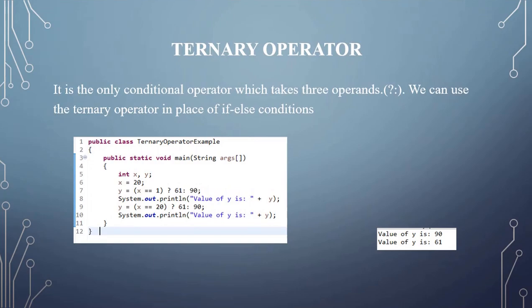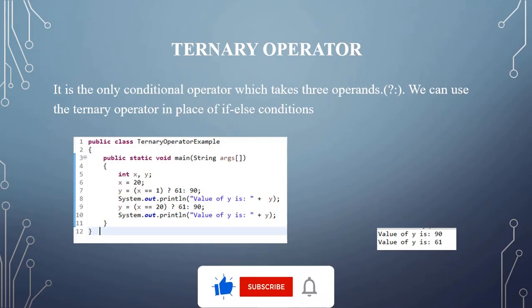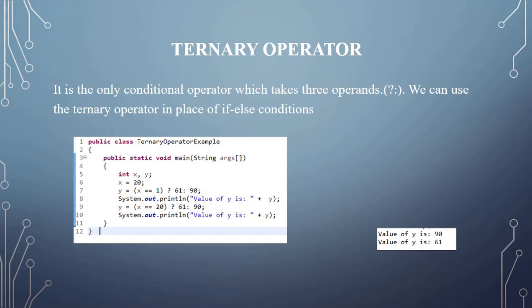We are going to discuss the ternary operator. What is the ternary operator? It is the only conditional operator which takes three operands. That's why we can call it the ternary operator. We can use the ternary operator in place of if-else conditions. We will discuss if-else conditions later in detail.